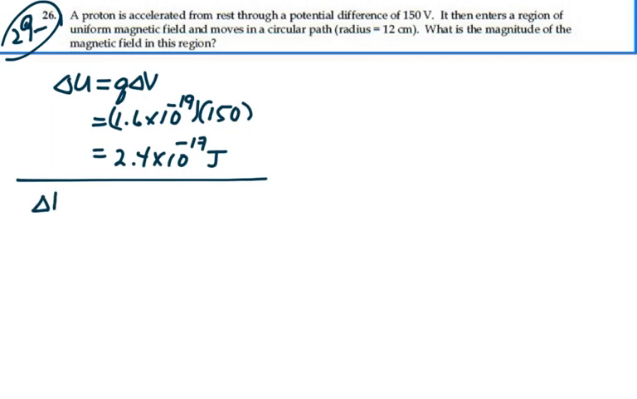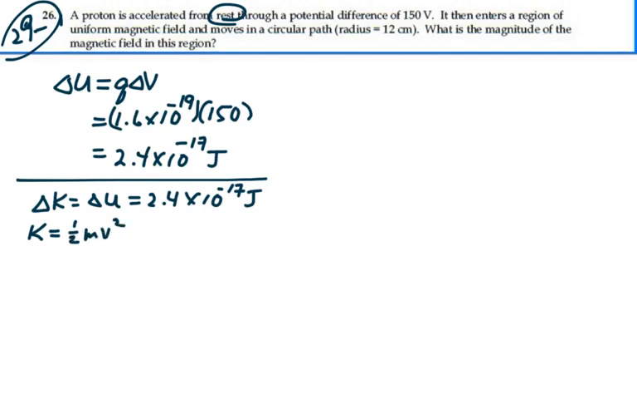Our change in kinetic energy will equal our change in potential energy, which would be equal to this 2.4 times 10 to the minus 17 joules. And since we started from rest, that means our final kinetic energy will have this value as well. So our final kinetic energy is 1/2 mass times velocity squared.